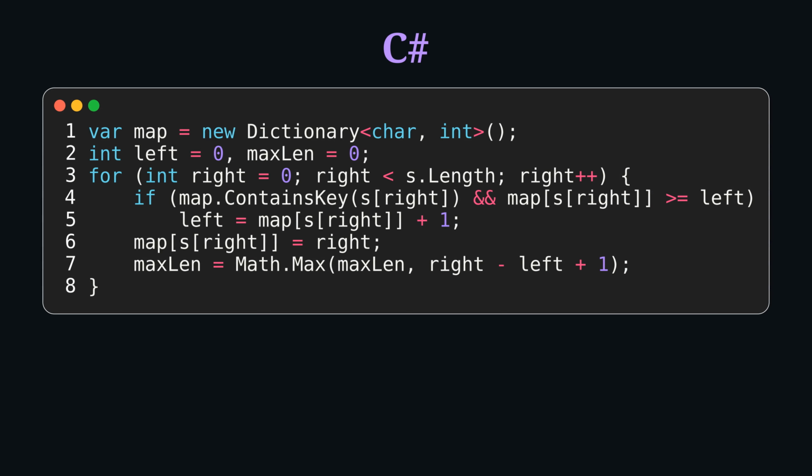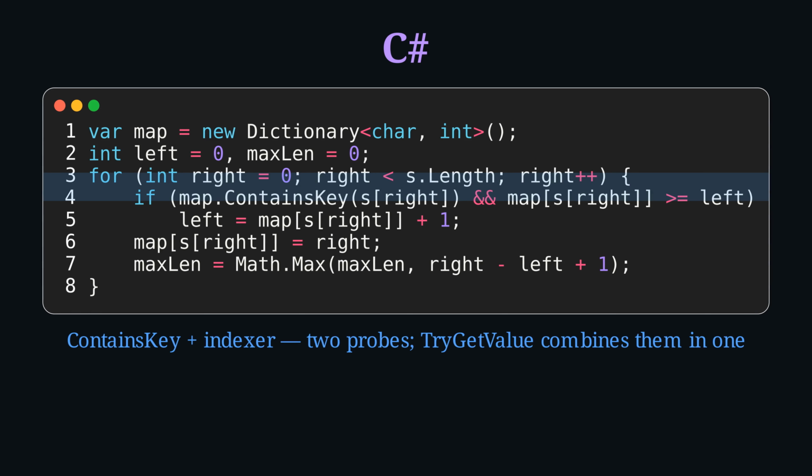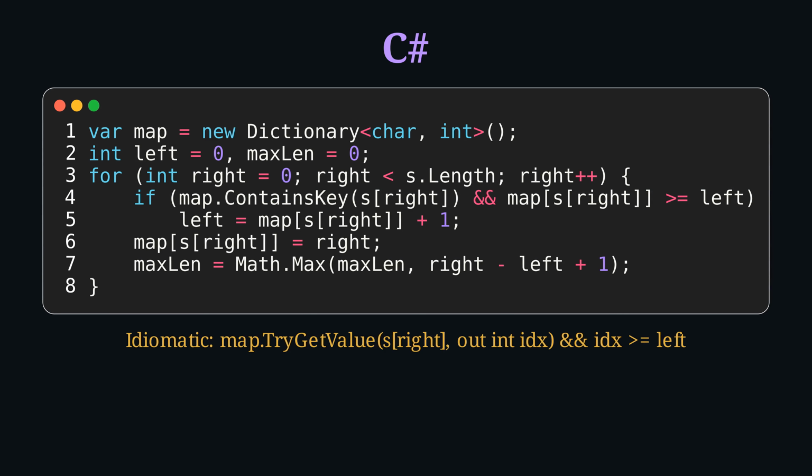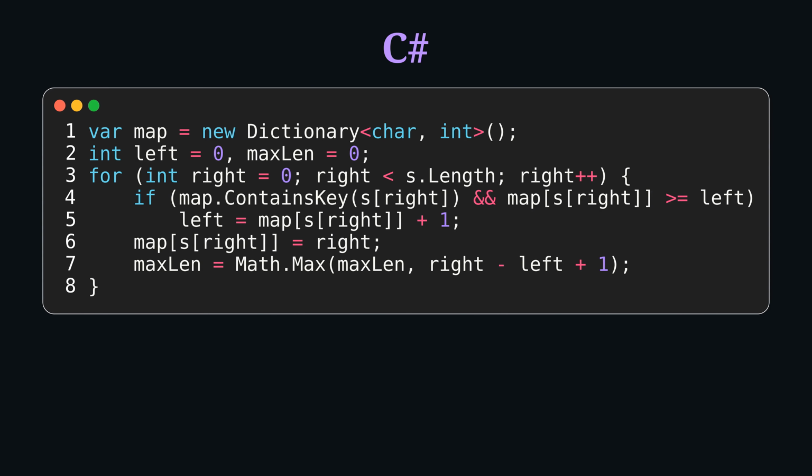C#'s Dictionary follows the same pattern with ContainsKey and the indexer. If you prefer a more idiomatic approach, TryGetValue combines both operations in one dictionary probe. If map.TryGetValue(c, out ix), then check ix >= left. That is one lookup instead of two, and the compiler is cleaner about null safety.